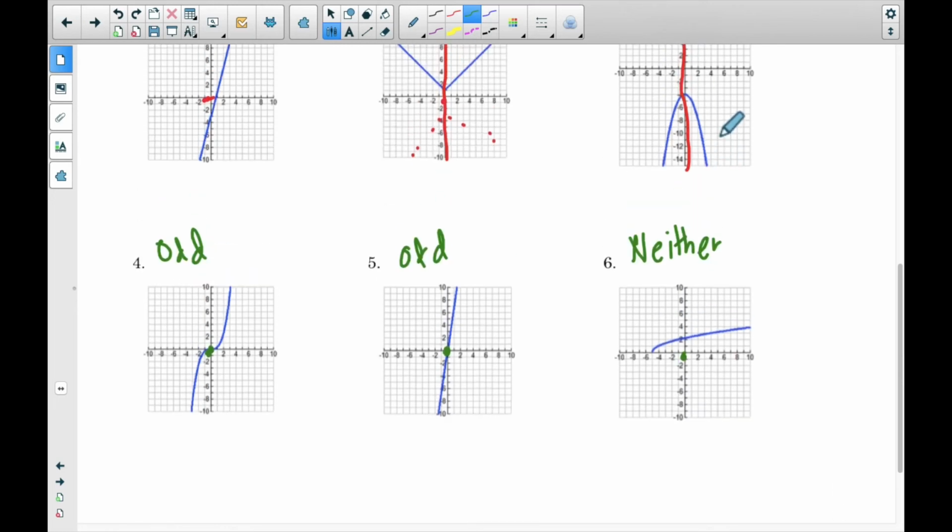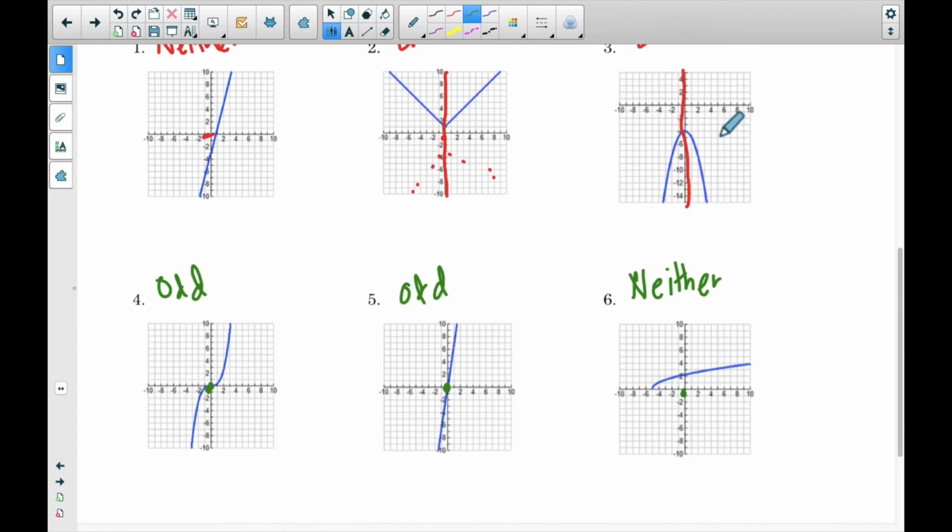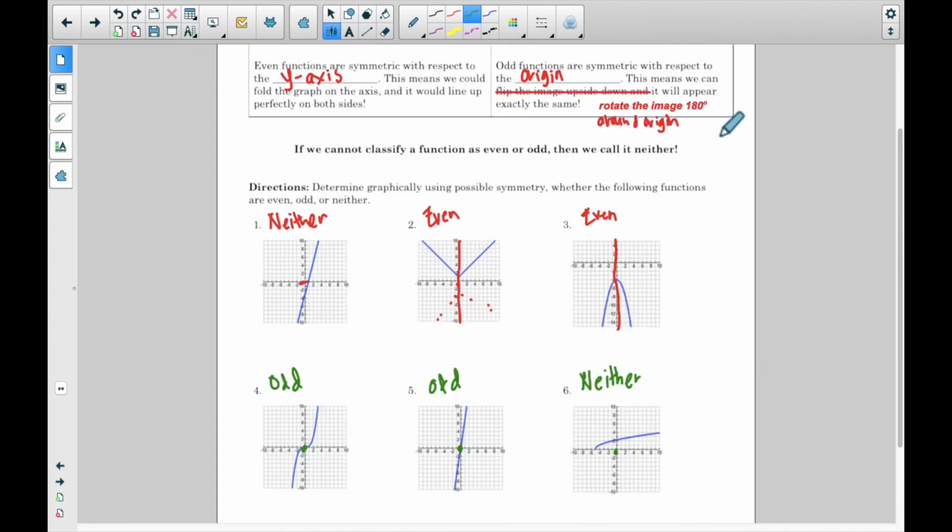Okay, so in this unit, once again, all we need to know for this unit is looking at a graph. Does it have y-axis symmetry? Does it have origin rotation symmetry, or neither? And that's it.